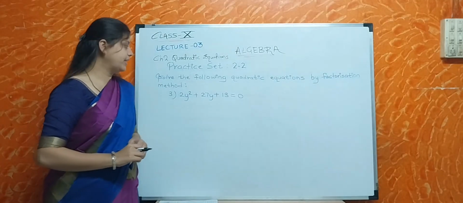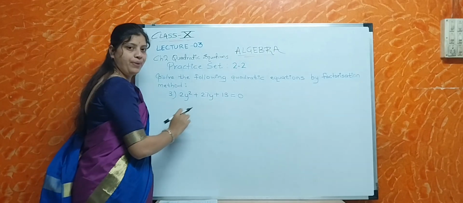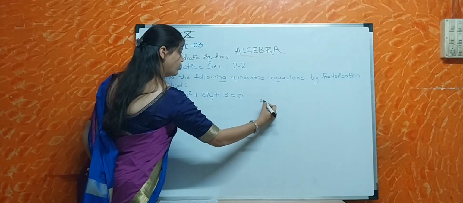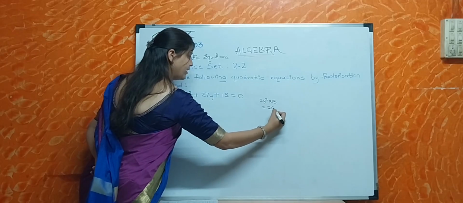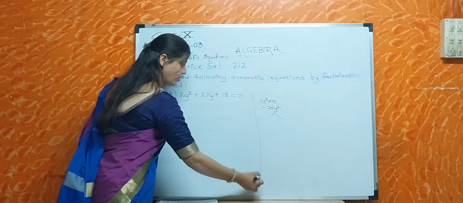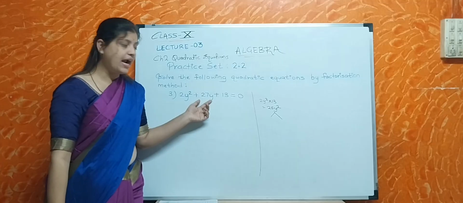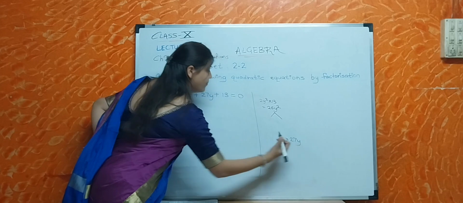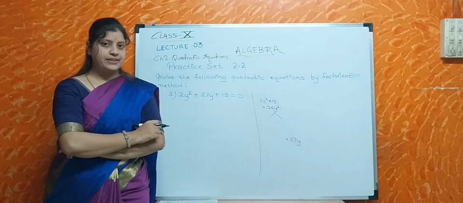We will take the third question, that is 2y square plus 27y plus 13 is equal to 0. First step is first term and last term multiplication. So see, 2y square into 13, what is the answer? 2 into 13, 26y square. So we want two factors of 26y square. But first of all we will check what we want, addition or subtraction here. Here we want 27y.